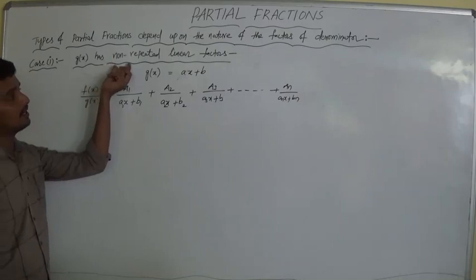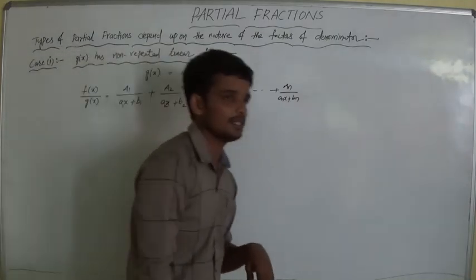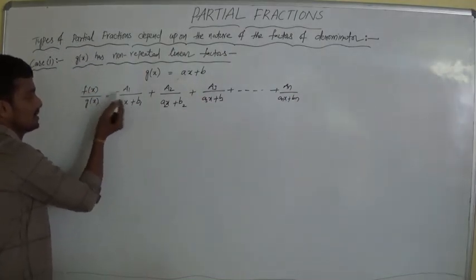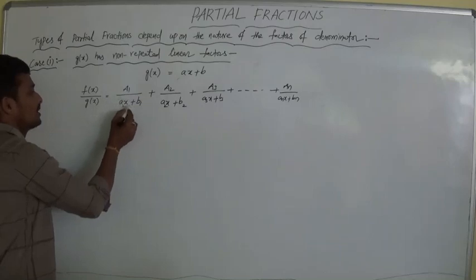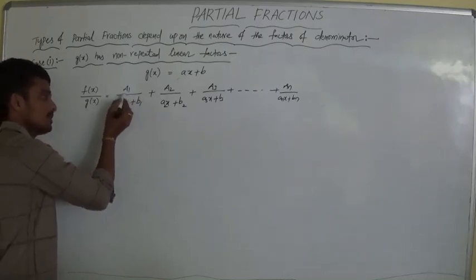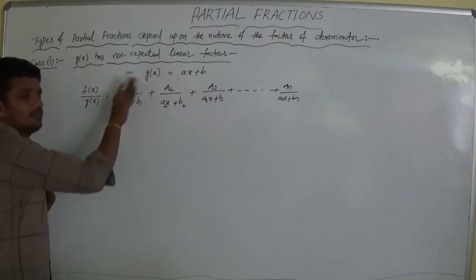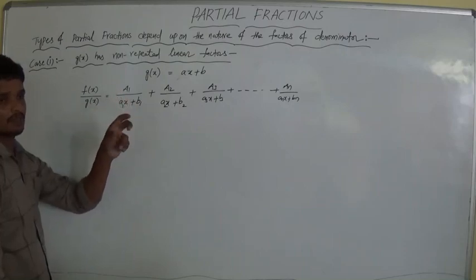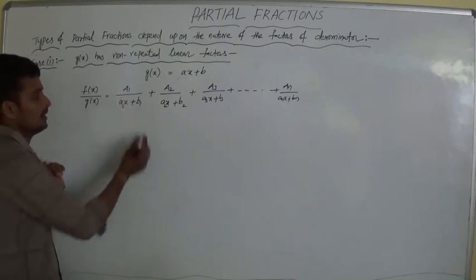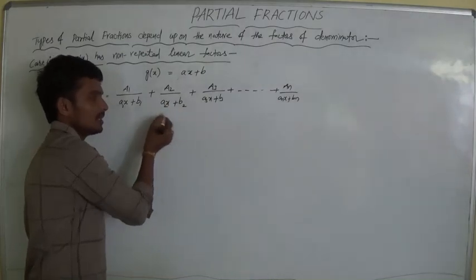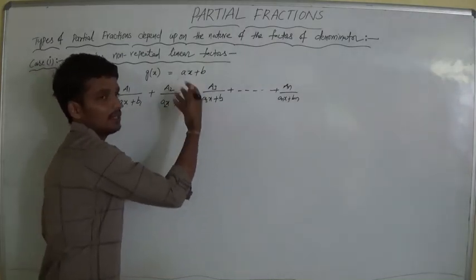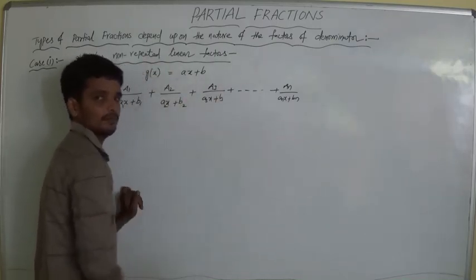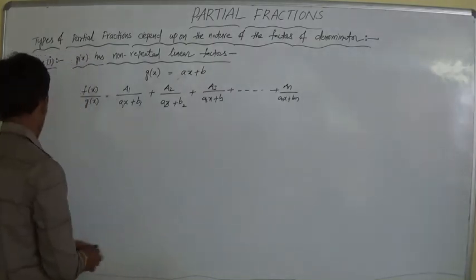G of x has non-repeated linear factors. f of x by g of x is equal to, observe this, A1 by a1x plus b1. a1x plus b1 is one of the factors of g of x. What is A1? Capital A1 is a number or a polynomial or a function. A2 by a2x plus b2, this is another factor. a3x plus b3, third factor. For example, a4x plus b4. We can write like this.